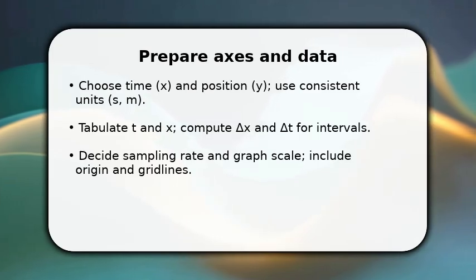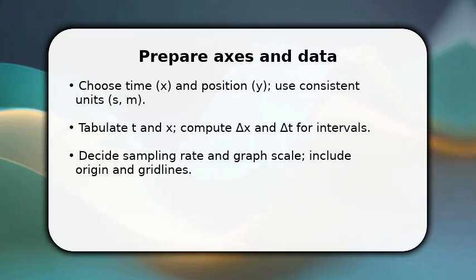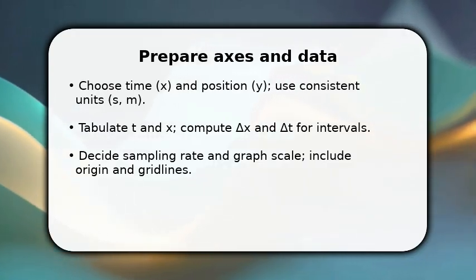Enjoy the video. You already have position versus time values. Start by labeling the horizontal axis as time in seconds and the vertical axis as position in meters. Plot each point precisely using your table and draw a smooth curve or straight segments through them.